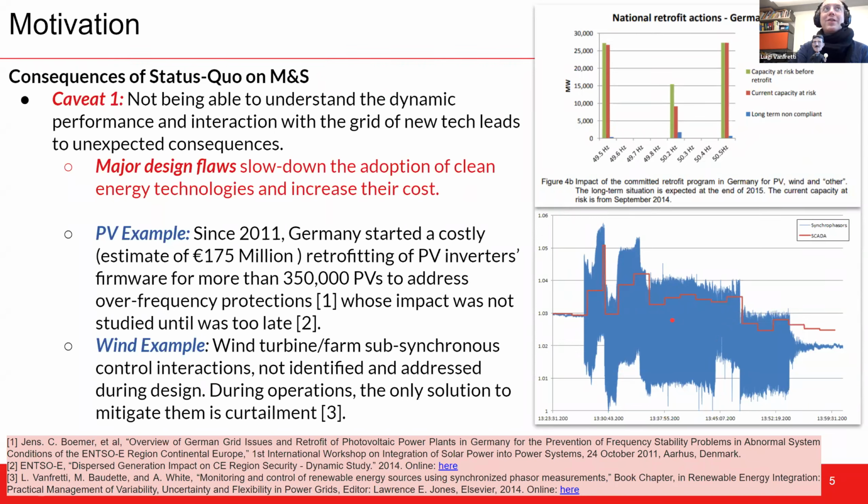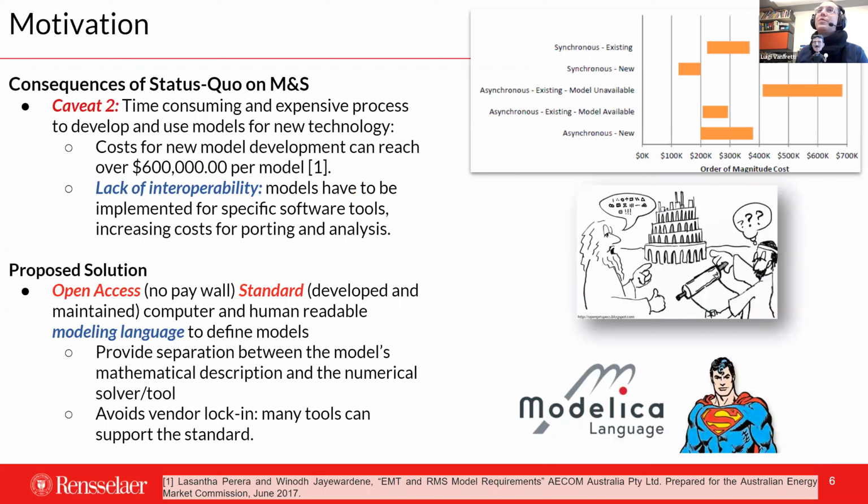Wherever there is a resonance or a control interaction, it's bad news. And we've seen similar problems with PV. So these are just two examples.